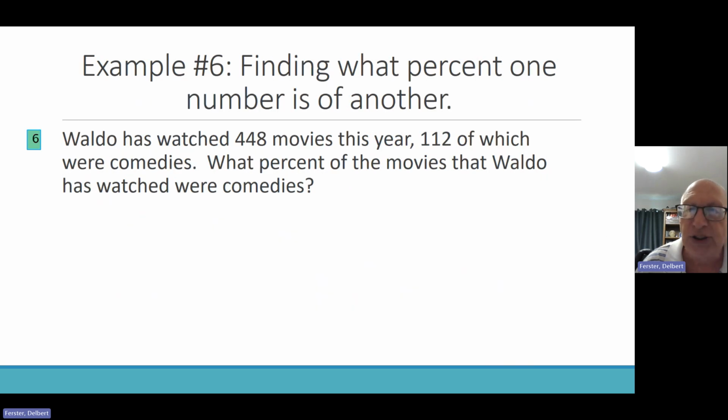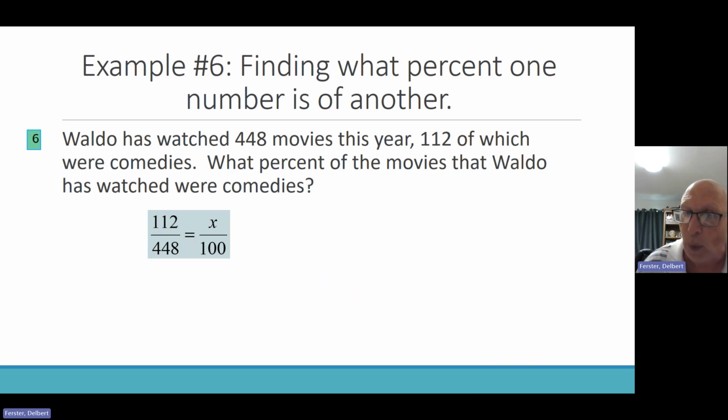I got Waldo watching some movies. He watched 448. Of them, 112 were comedies. The question says, what percent of the movies that he watched were comedies? So it looks like you're finding the rate. So in this case, your unknown is over the 100. You don't know the percent. But you do know the total number of movies.